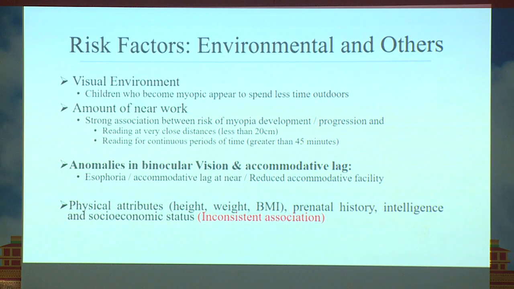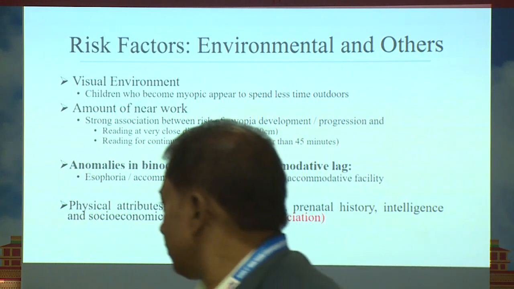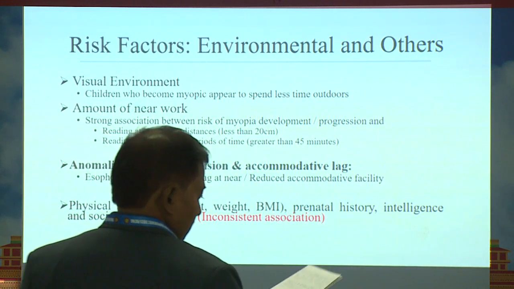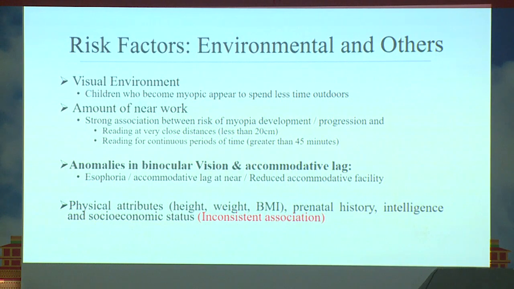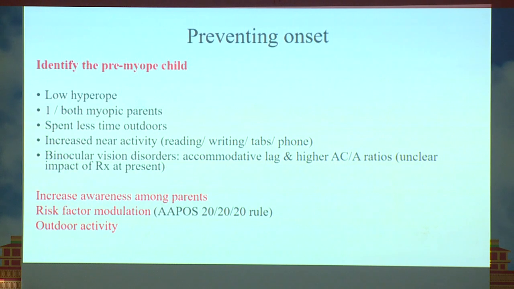The other modifiable risk factors or environmental risk factors are the visual environment. Children who become myopes tend to spend less time outdoors, unfortunately accelerated by COVID. A lot of near work association is now being proved, reading at very close distances and for continuous periods of time. The other important thing being highlighted now is the anomalies in binocular vision and accommodative lag. So esophorias, accommodative lag at near, and reduced accommodative facility. And of course, not so clear, inconsistent association with other attributes.